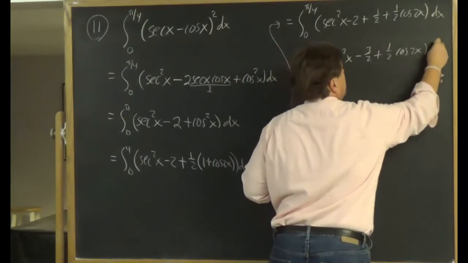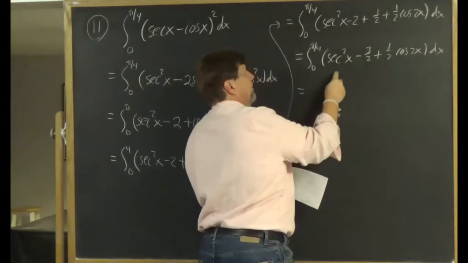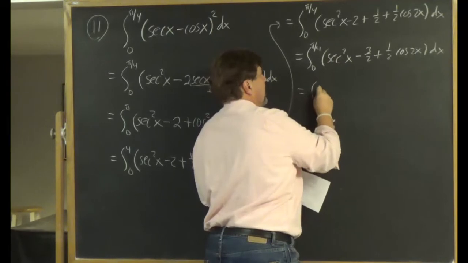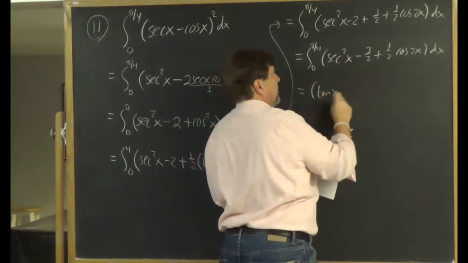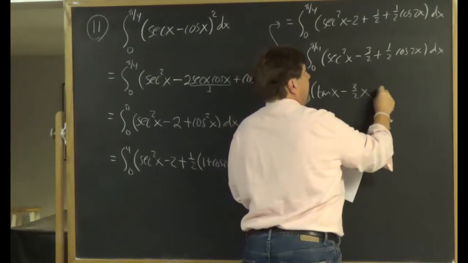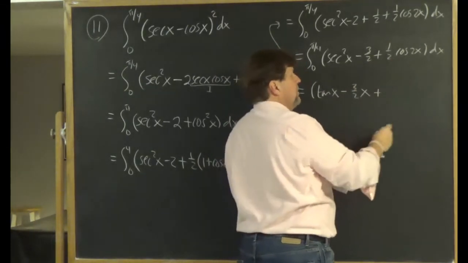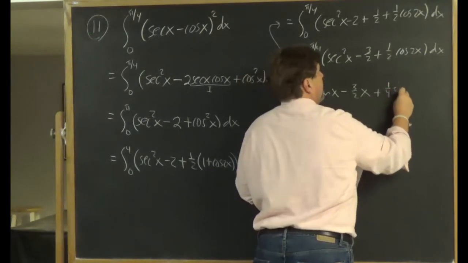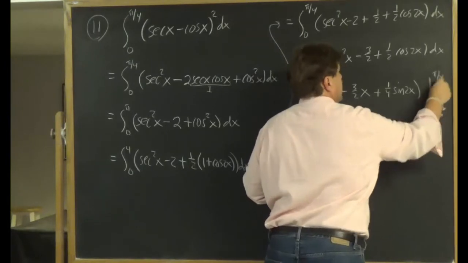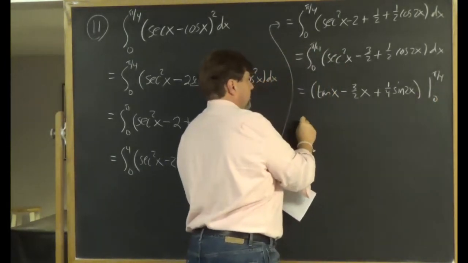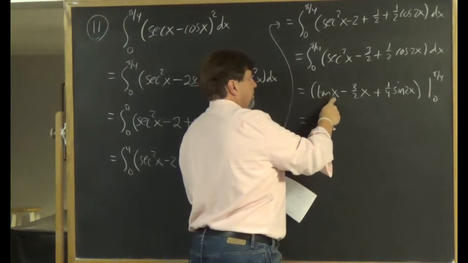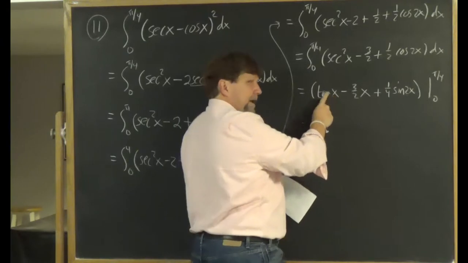And now we get our antiderivative. As we said, the antiderivative of secant squared, well, that's tangent x. The antiderivative of negative 3/2, that's just negative 3/2 x. And the antiderivative of 1/2 cosine 2x, well, that's 1/4 sine 2x. And now we evaluate that from 0 to pi over 4. So let's see. Tangent of pi over 4. Tangent of pi over 4 is 1.